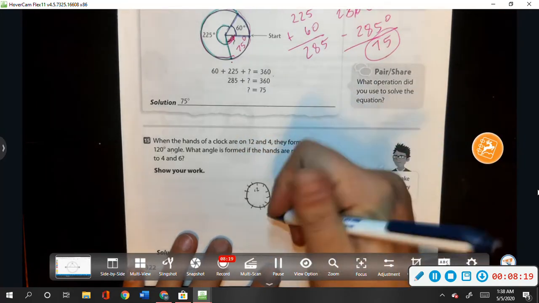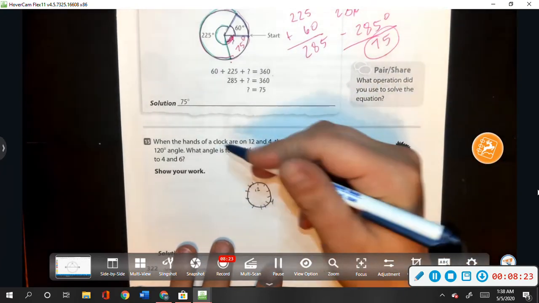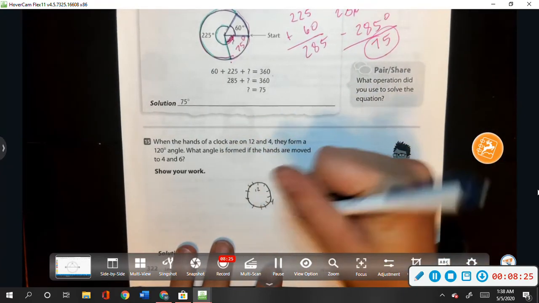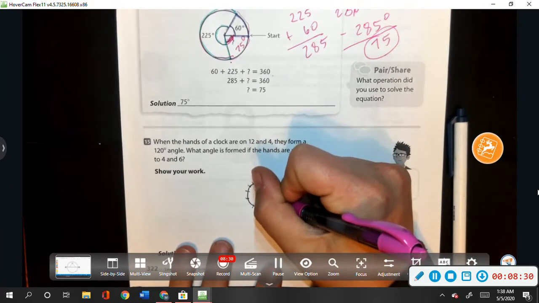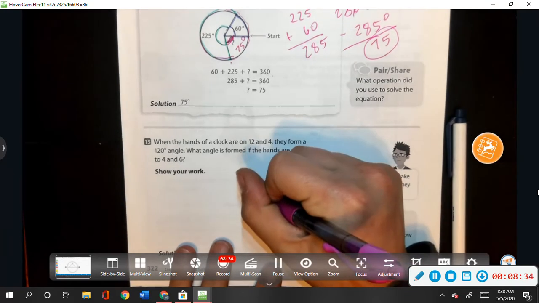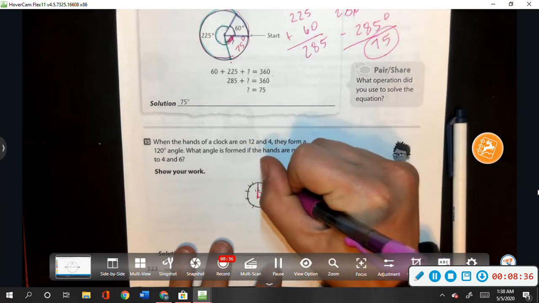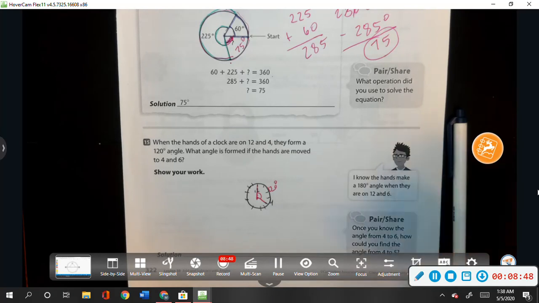Alright, so 12 and 4. 4 would be about right here. They form a 120 degree angle. So this angle right here is 120 degrees. What angle is formed if the hands are moved to 4 and 6? So if the hands were at 4 and 6, it would be 4 and 6.